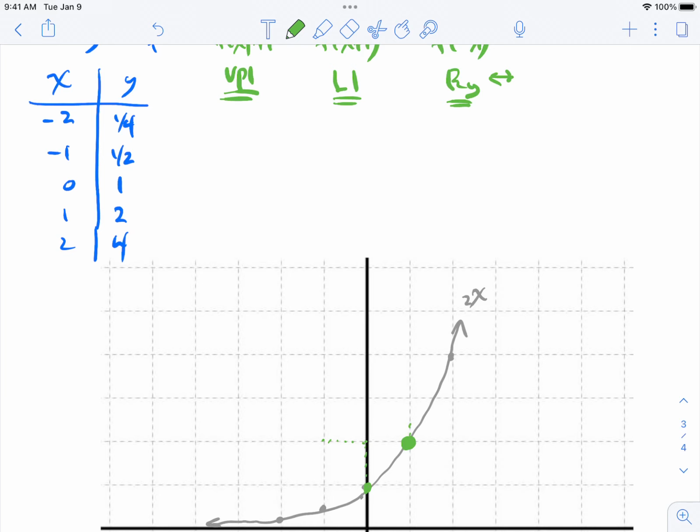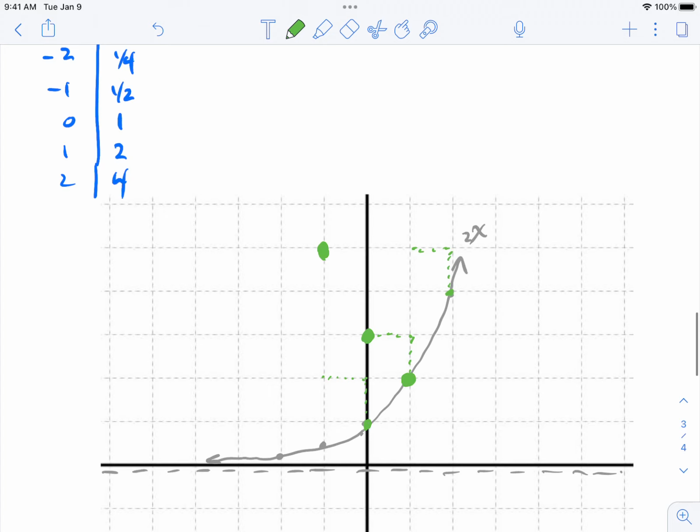Go up 1, go left 1, and now reflect over the axis. You end up here. Interesting. Let's take this point. Go up 1, go left 1, now reflect over the y-axis, so you bounce over to here. Interesting. Let's just take this point. Up 1. This is at a half, right? So up 1, left 1, and now bounce over to the other side.